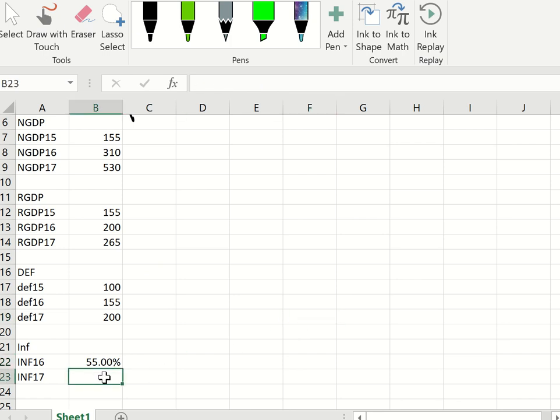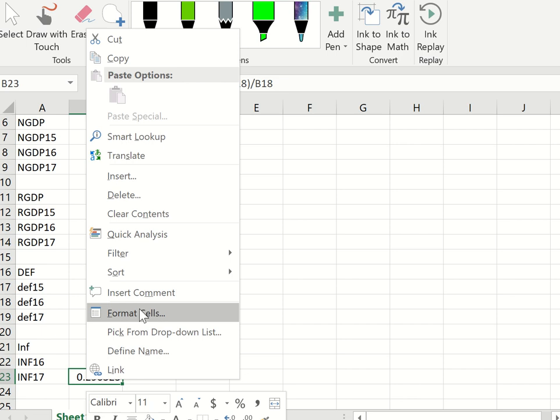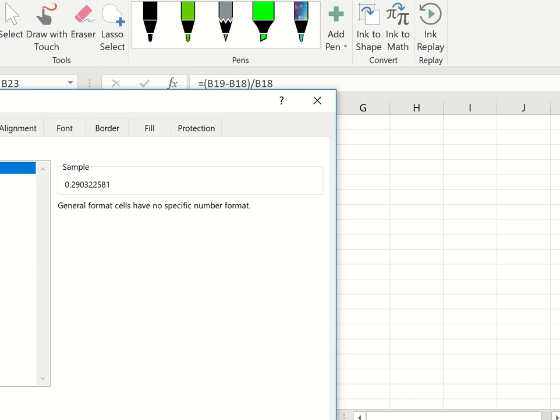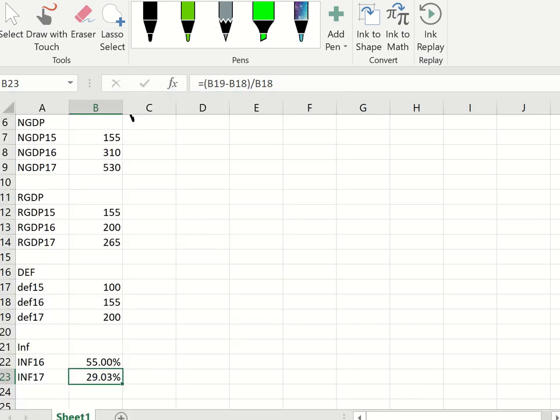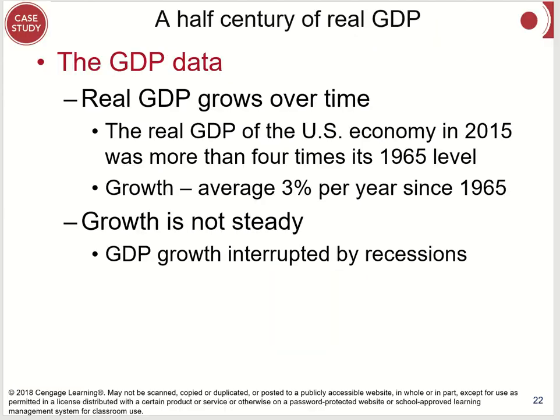Okay, and then for 2017, we're going to use our 2017 deflator minus the 2016 deflator, and then divided by the 2016 deflator, and turn that into a percentage. Format cell, percentage. So there. Okay, that's your inflation for 2 years. So guys, you need to know how to do this from the very first step: how to do nominal GDP, real GDP, deflator, inflation. There'll be a question like this on the test. Okay, all right. So let's continue.